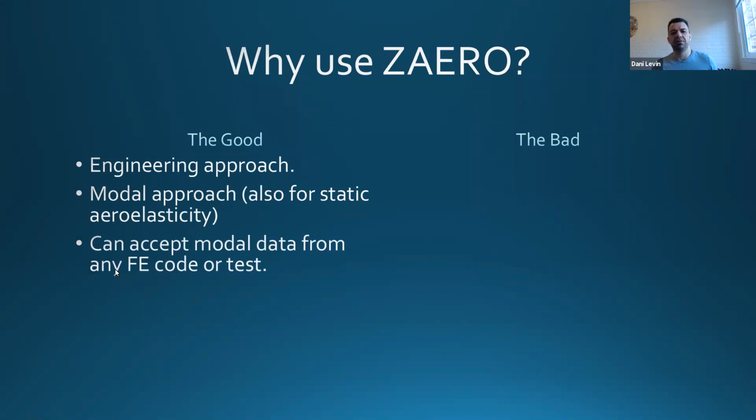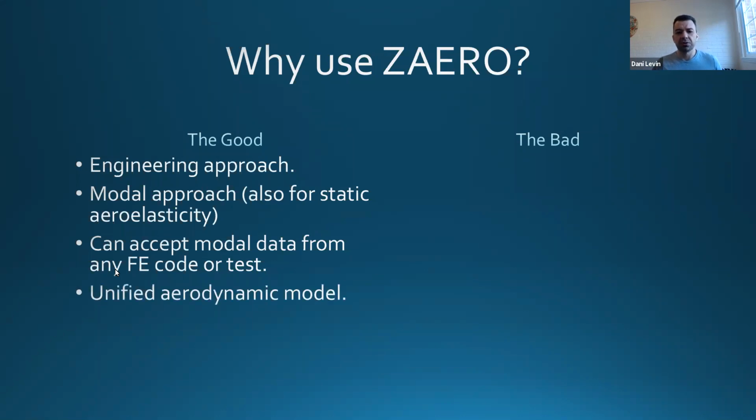Also, one of the powerful points is that ZAERO can accept modal data from any finite element code or test for that matter. And Nastran uses only solutions that were generated by Nastran. So it does not limit me to any particular package. For example, if I want to get my modal data from test, I can totally do this, and ZAERO runs with no hiccups with this.